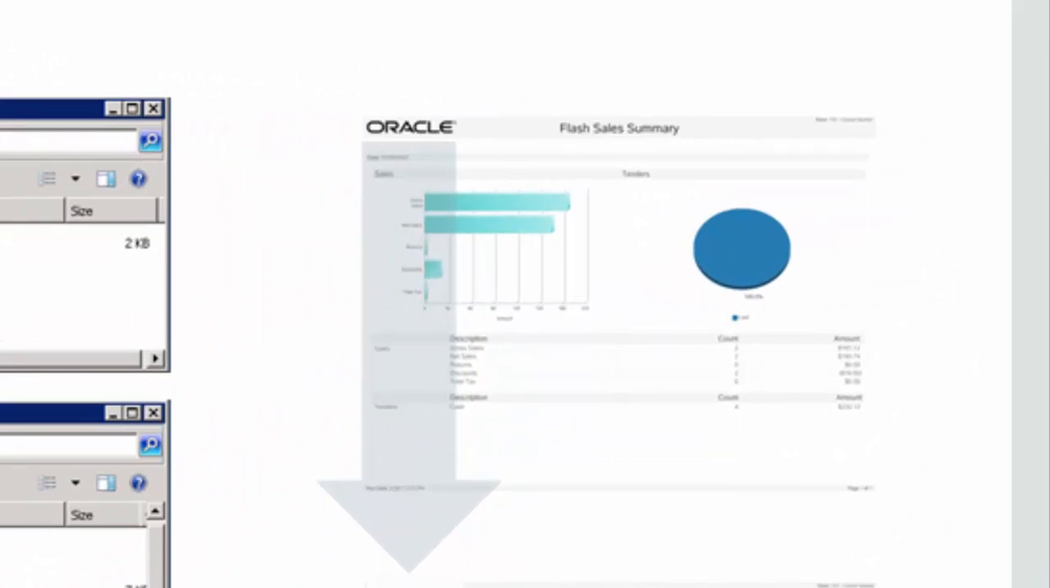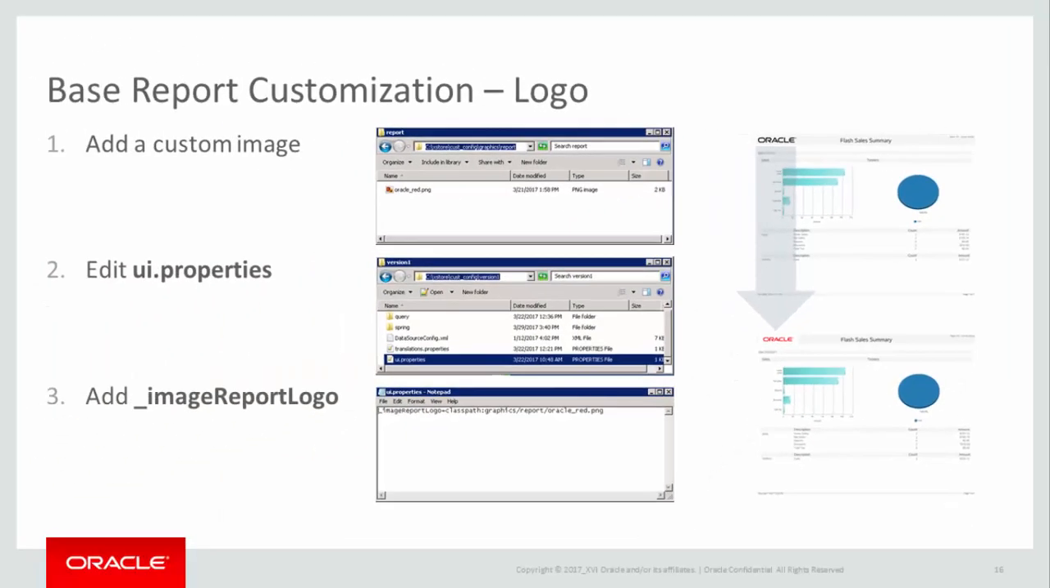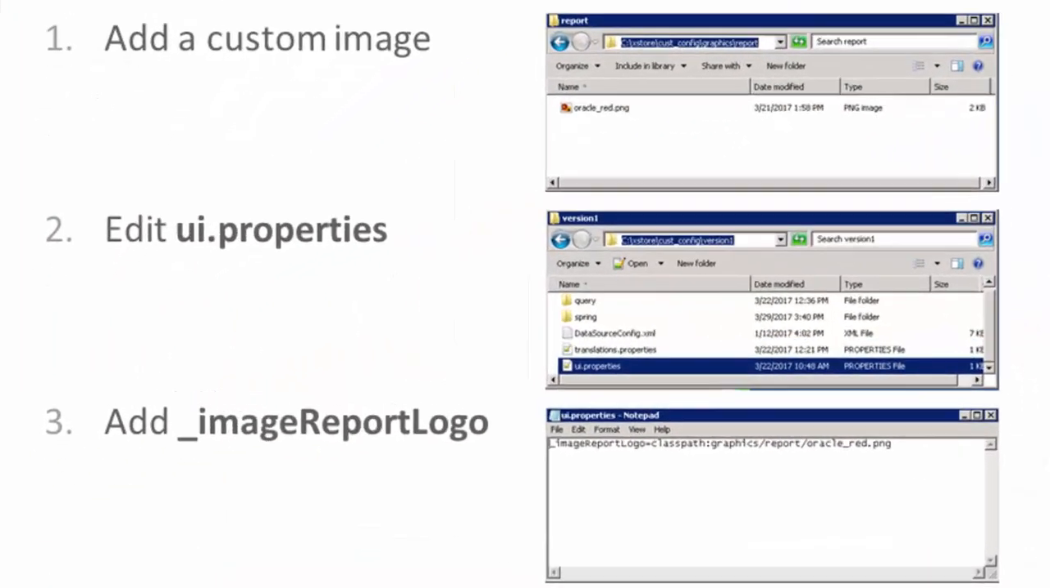The logo can be globally replaced with another image through a simple configuration. The first step in overriding the logo is to add a graphics folder under XStore's cust.config directory. Under the newly added graphics folder, add a report folder and place the custom logo's image in that subdirectory.